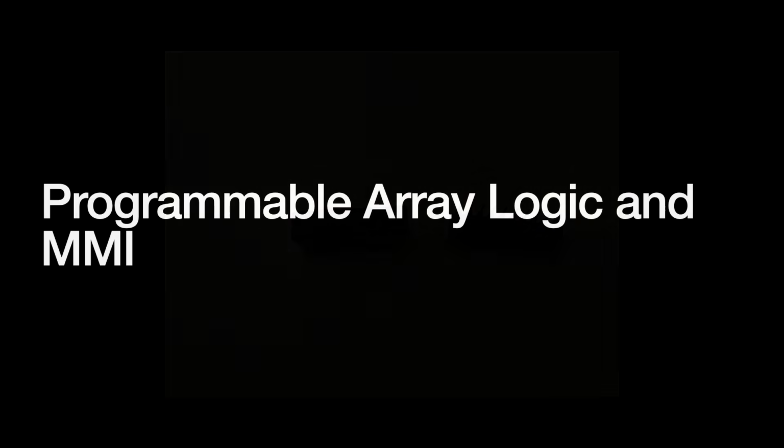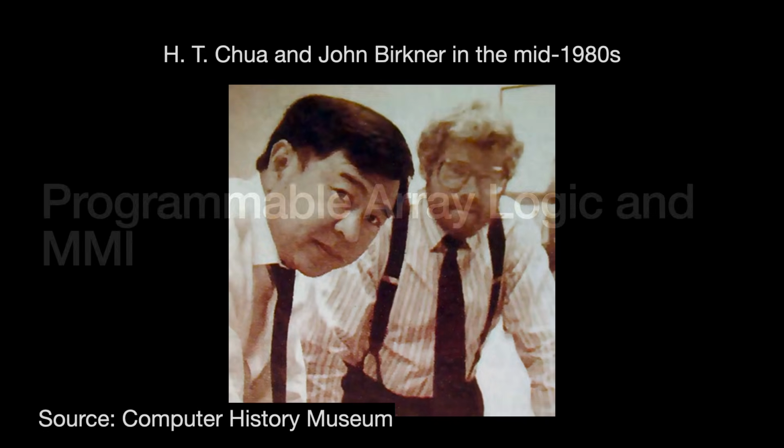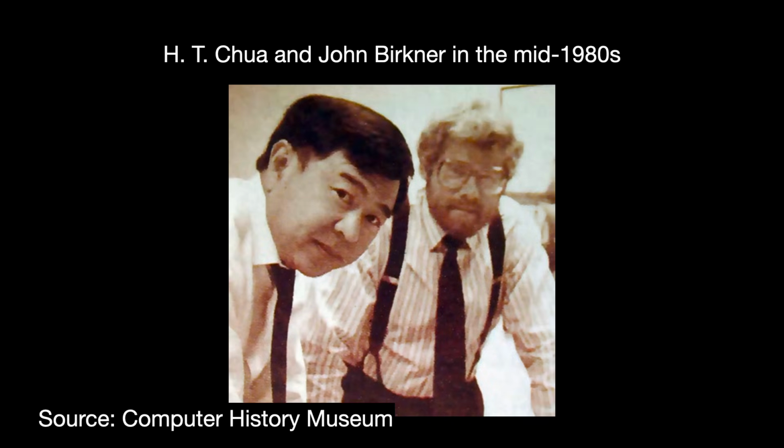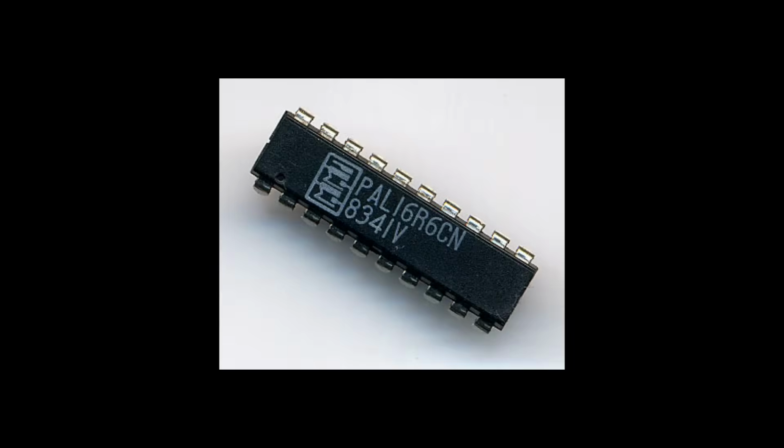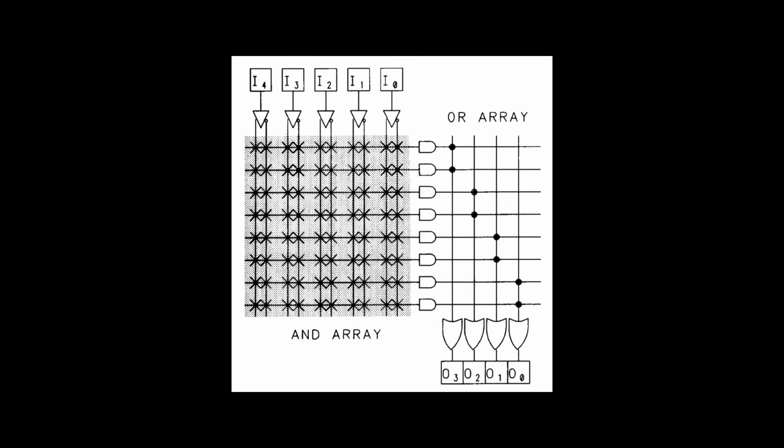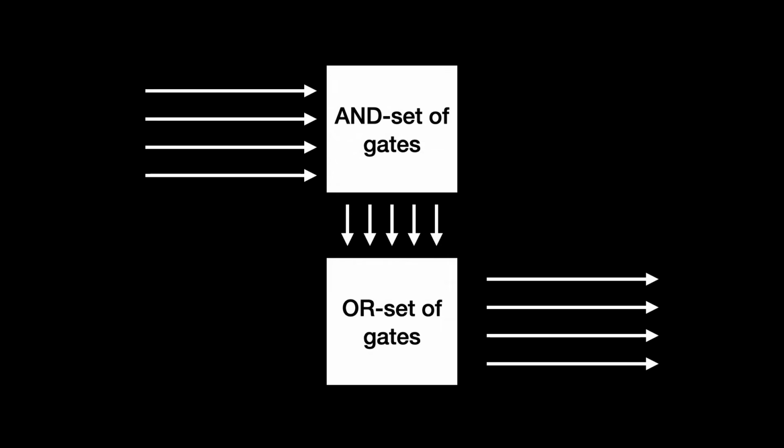In 1977, engineers John Birkner and H.T. Chua of Monolithic Memories modified the PLA to create a new device, the Programmable Array Logic, or PAL. Yes, literally just the last two words reversed. The PLA had been too configurable for its own good, to the point it was more like a puzzle game than a real product. So the PAL traded away some of that configurability to gain better performance and cost. It kept the programmable AND set of gates, but made the OR set of logic gates fixed.